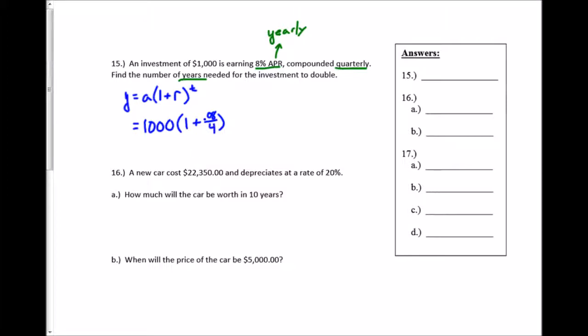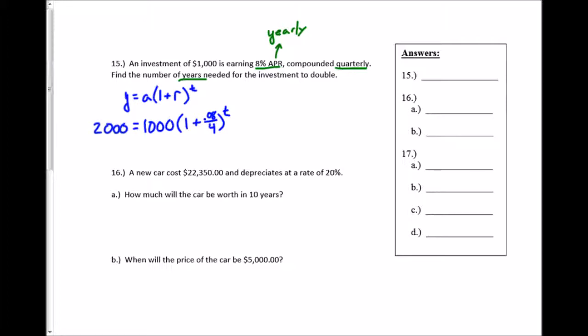All right. Now the other effect that has is that when I solve for t, my t is going to come out in quarters. So we've got to be super aware of these units. My rate is now in terms of quarters. My time is going to come out in quarters. And I want to know when my investment is going to double. So if I put $1,000 in, I want to know when I'm going to get $2,000 out.